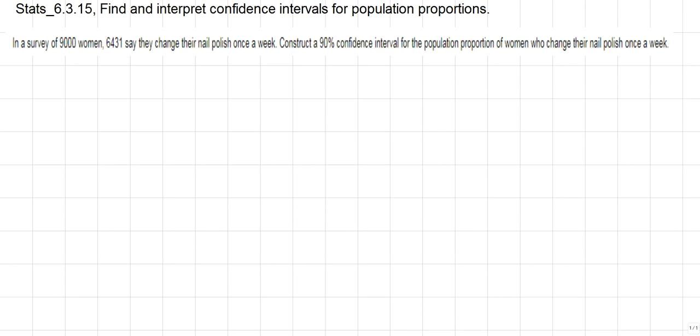In a survey of 9,000 women, 6,431 say they change their nail polish once a week. Construct a 90% confidence interval for the population proportion of women who will change their nail polish once a week.